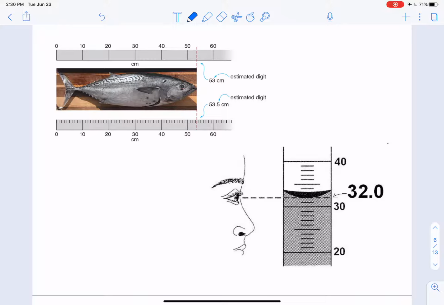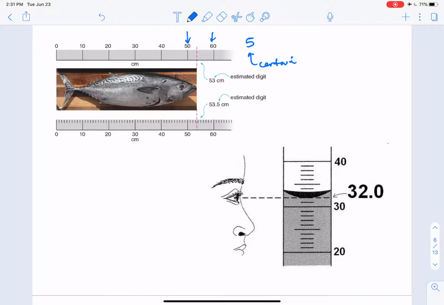Okay, so let's take a look at measuring this fish right here with 2 different rulers. So hopefully this will make it a little more clear. So we're measuring this fish, and the top ruler has less precision than the bottom ruler. And we can see that the top ruler is measuring by every 10 centimeters. So when we measure that, we're going to say, okay, it's 50 something. So I'm certain here. And then I need to make a guess.